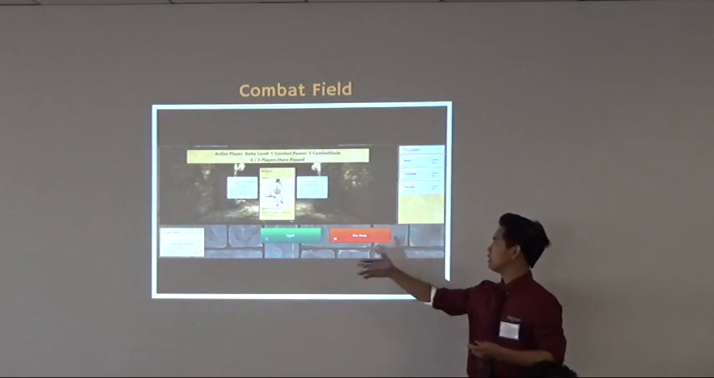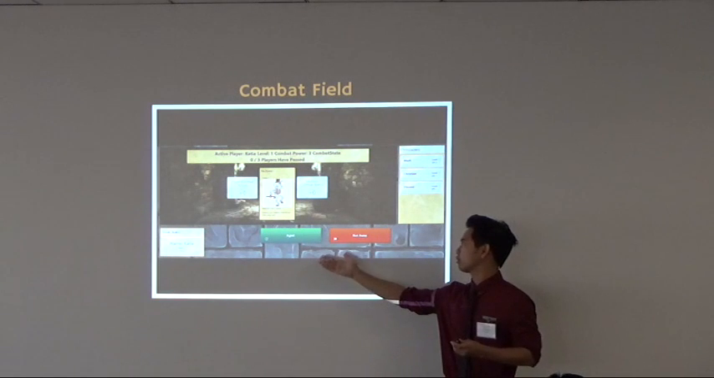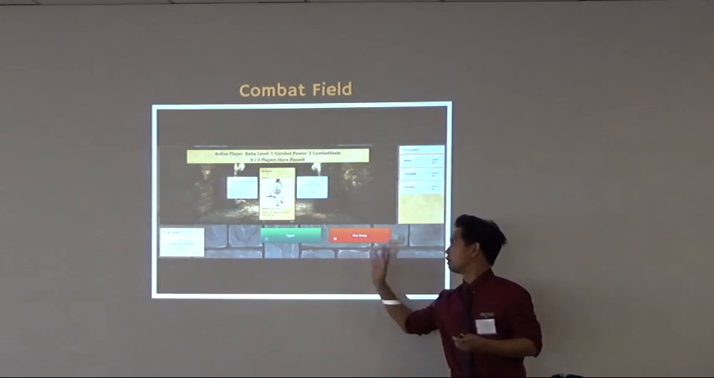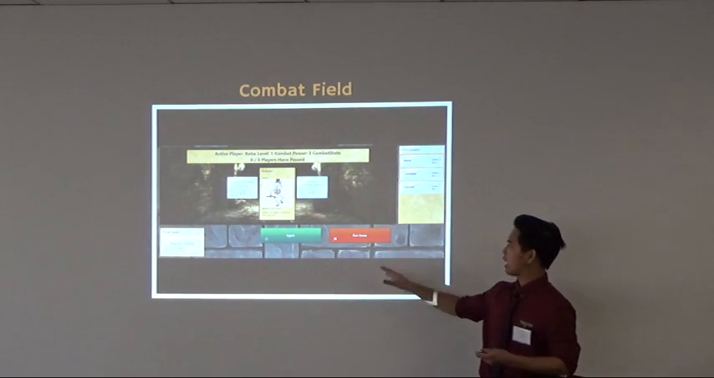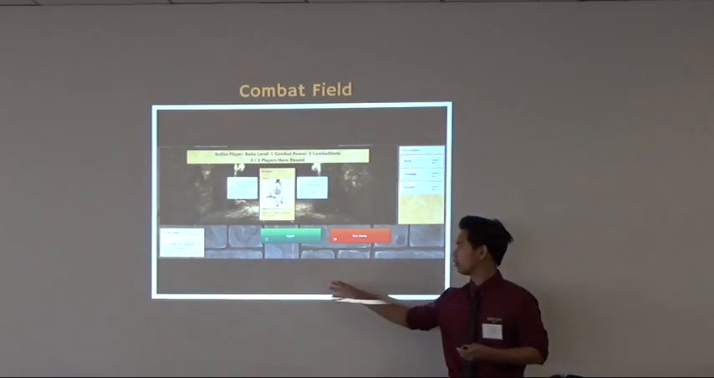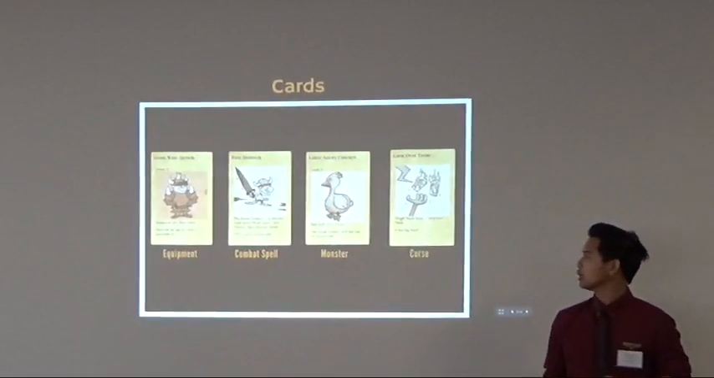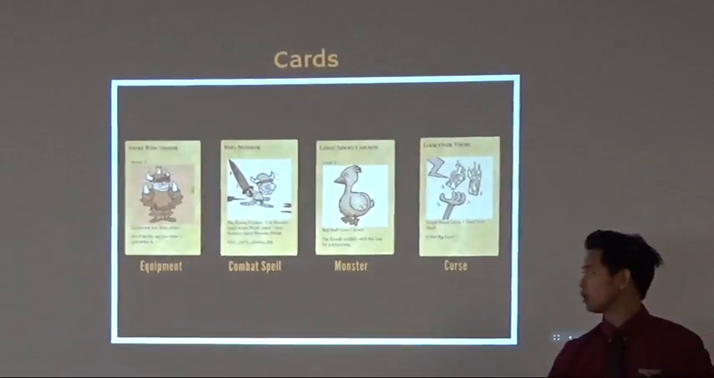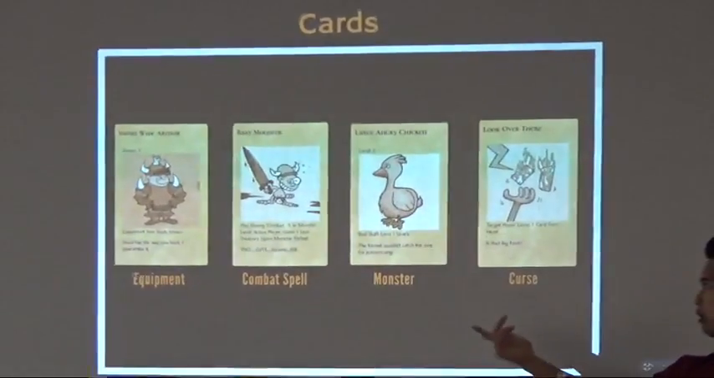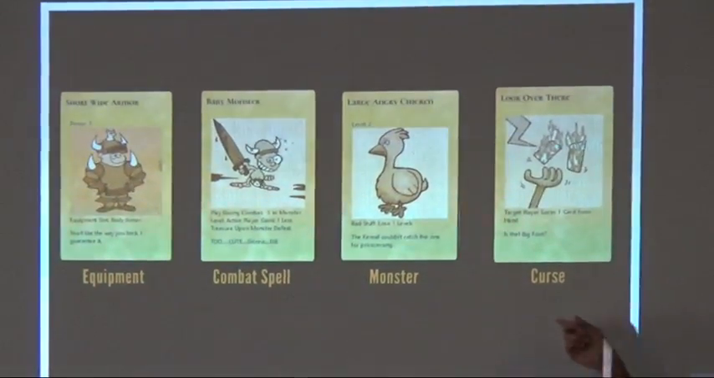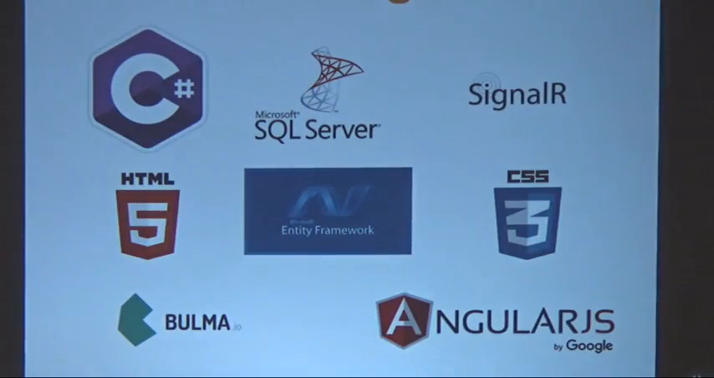And depending on the game phase, you are prompted with buttons as follows. It doesn't show up here, but the hand and equipment field are on the bottom. And there are 4 different kinds of cards. We have equipment cards, combat spell cards, monster cards, and curse cards. And we will have Katie with the technologies used in the project.